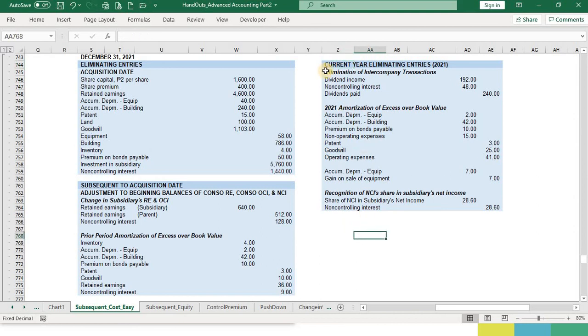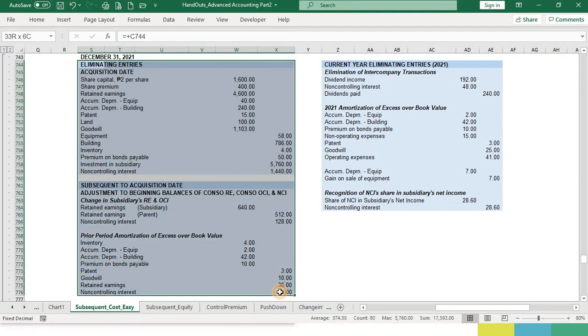So this includes the elimination of intercompany accounts, the amortization of excess for the current year, and recognition of NCI in the share of subsidiaries' net income. So if you will notice, all accounts related to the acquisition date eliminating entries and the adjustment of beginning balances are all real accounts. There are no nominal accounts here. So which means when we post these entries in the working paper, only the balance sheet accounts will be affected.